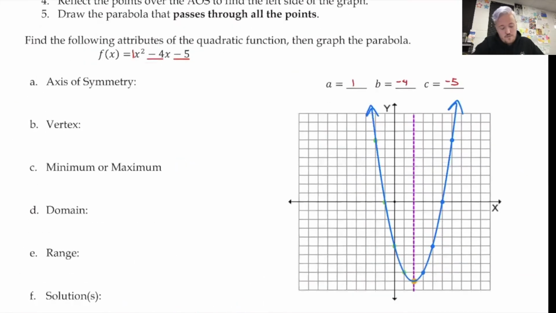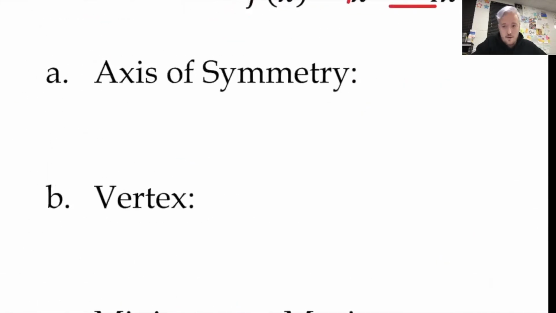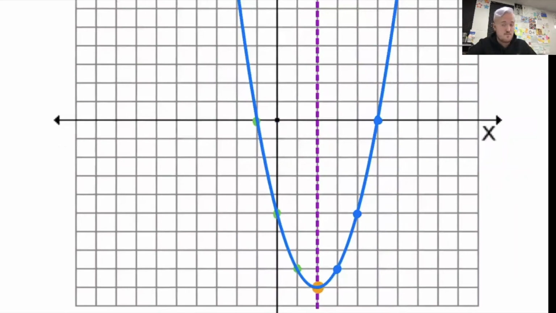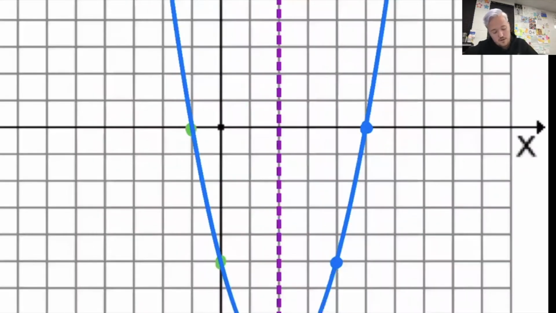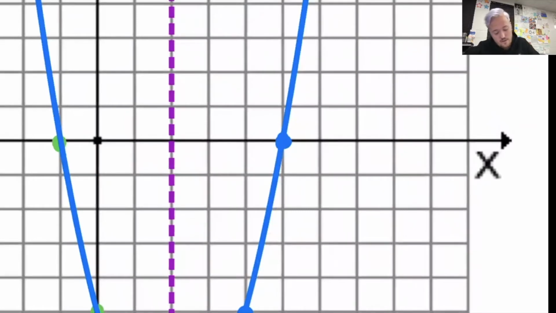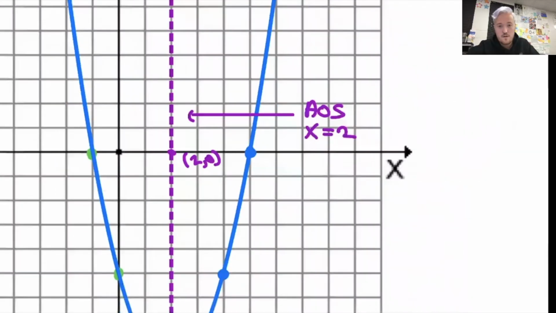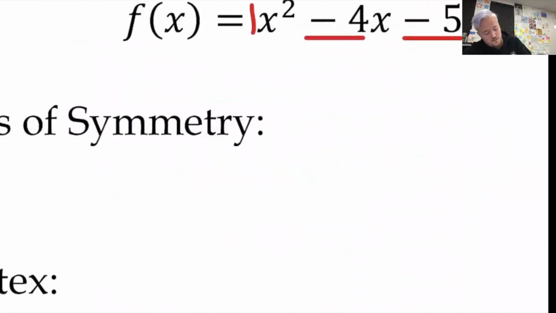All right, so I want to identify my AOS, my axis of symmetry. That is the vertical dashed line that you're going to see on your parabolas. With my graph already drawn, I just want to find what that line's going to be. My AOS is this dashed purple line right here. That point right here is at 2, 0, which means my AOS is going to be at x equals 2. So over here, I know my AOS is x equals 2.